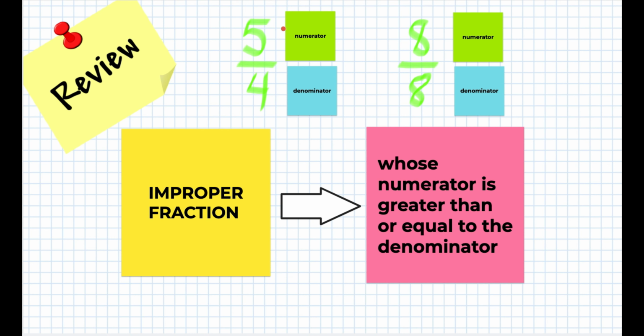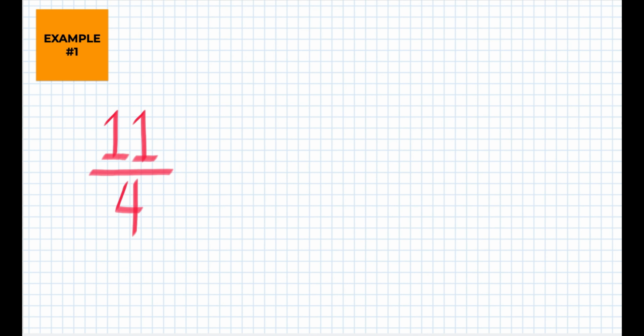Now let's have an example. 5/4 is an example of an improper fraction since the number above, or the numerator, is greater than the number below, which is the denominator. So therefore, 5/4 is an improper fraction. Now, 8/8 is also considered an improper fraction since the numerator and the denominator are the same. Whenever the numerator and the denominator are equal, we can say that the fraction is improper. Now let's try to solve how to change improper fractions to mixed numbers.